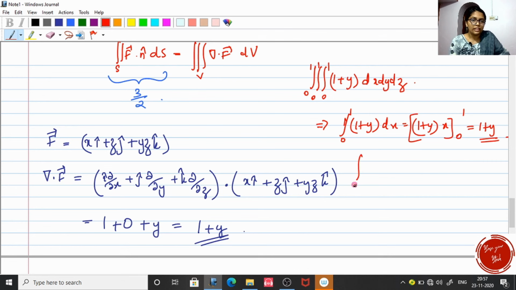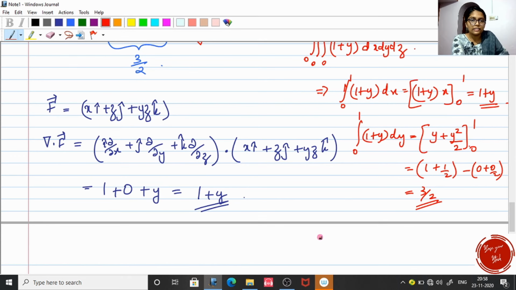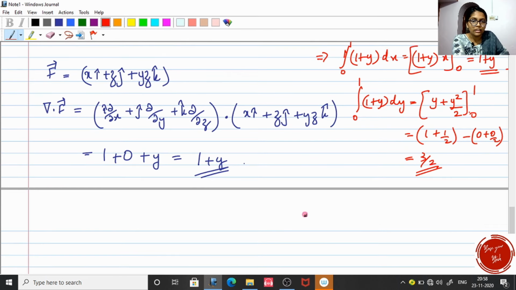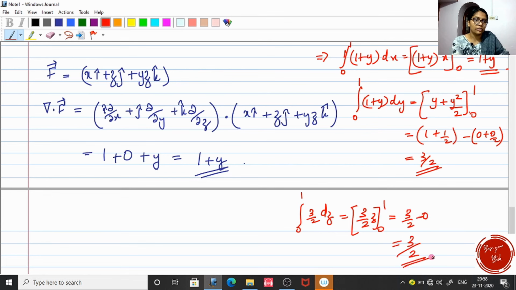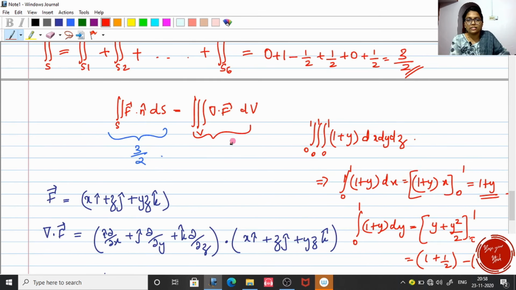Let us do the middle integral, that is 0 to 1, 1 plus y dy. So it is y plus y square by 2 in the limits 0 to 1, the value is upper limit 1 plus 1 by 2 minus lower limit 0 plus 0 by 2, which is 3 by 2. And the outer integral is 0 to 1 of 3 by 2 dz, that is 3 by 2 z in the limit 0 to 1, that is 3 by 2 minus 0, the answer is 3 by 2. So that's the value got from the triple integral side. Here also we got the same value 3 by 2.